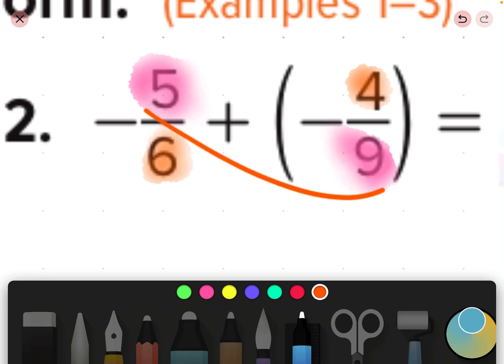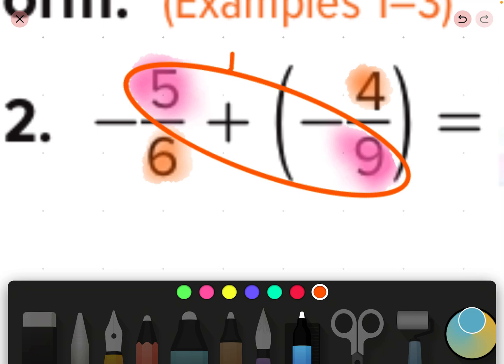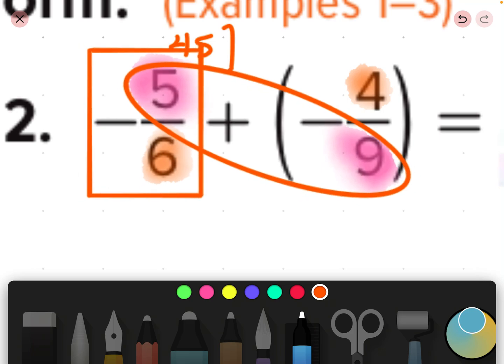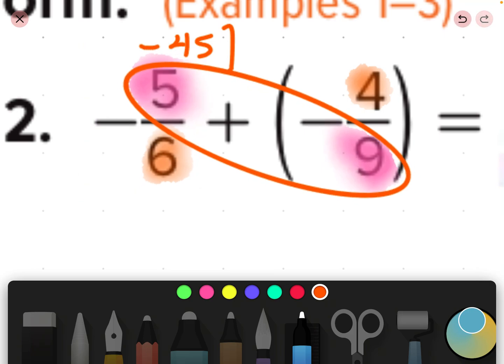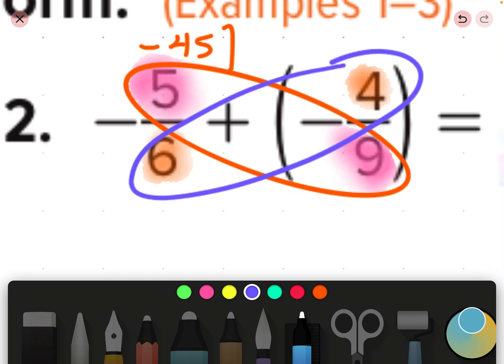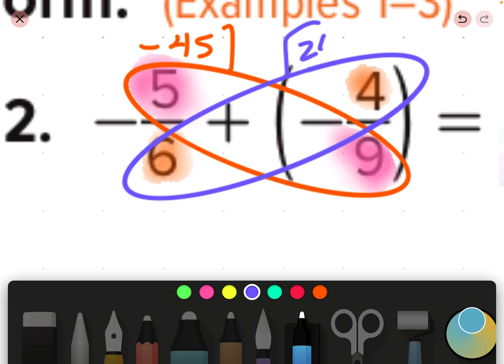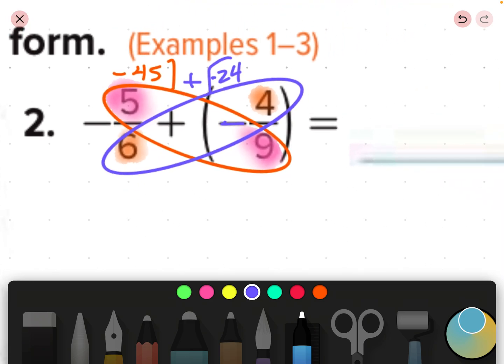So 5 times 9, that is 45. Now, since this side of our operation is negative, I know that my antenna is going to be negative over there. On the other diagonal, I've got 4 times 6, which is 24. Same idea, I've got a negative here, so that antenna is going to be negative. And when I add a negative and a negative, it's going to be more negative, right?